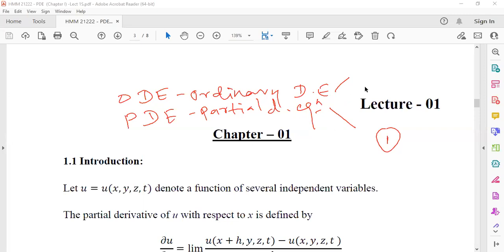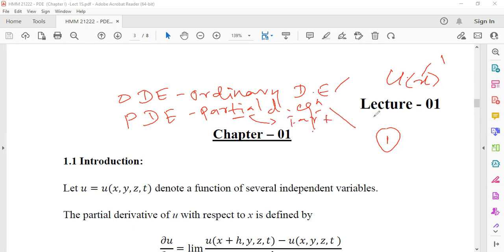ODE is always considering one independent variable. Let's say u is our dependent variable, which will depend on one variable, x or y or z, only one variable. This is one. If it is partial, what does it mean? Part of the differential equation.